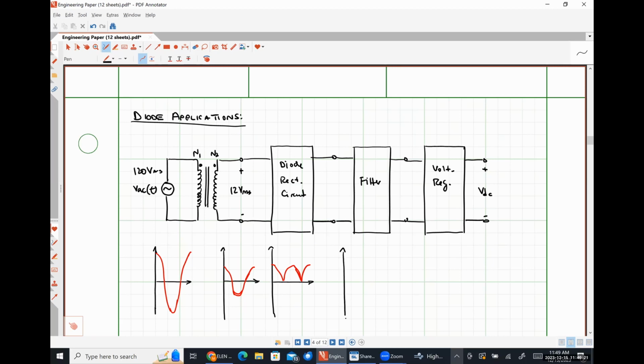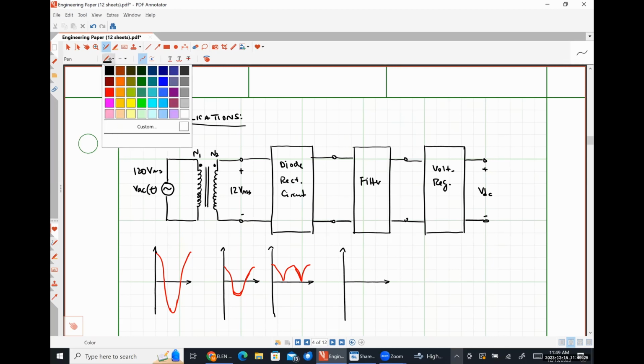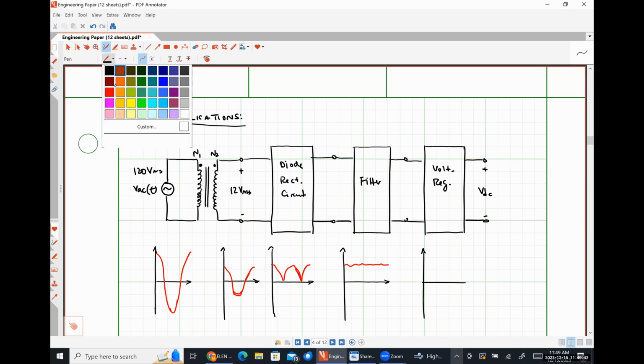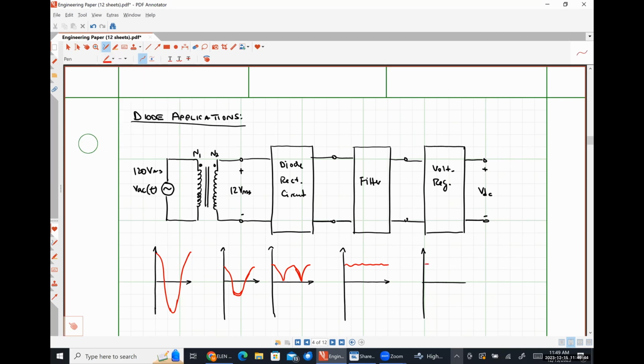After filtering, we might have something like this, where we have approximately DC, but with some ripple on top of it. And then at the output of our voltage regulator, it's now just a flat DC voltage.